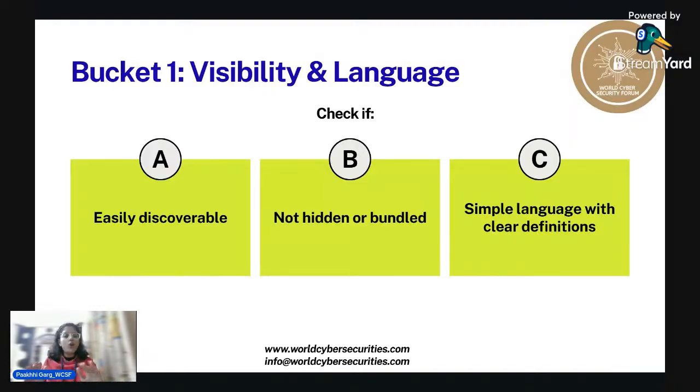Number 2, not hidden or bundled. This is a big red flag. It should not be hidden anywhere. You should not be jumping from one page to another just to find where the privacy notice is actually located. Number 3, simple language with clear definitions. Avoid any kind of legal and technical jargon. It should be easily understandable even to a person who does not come from any such background.